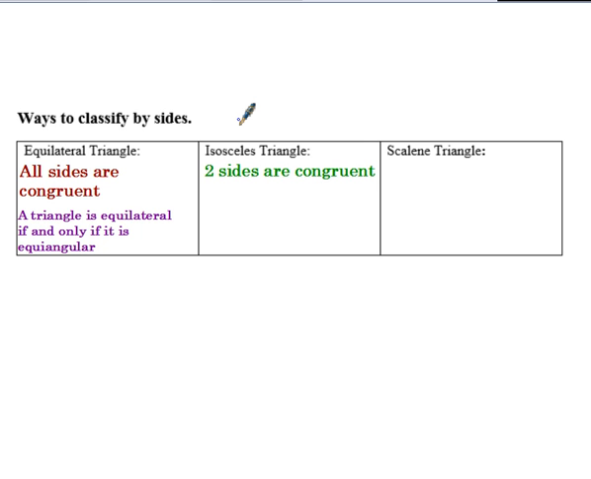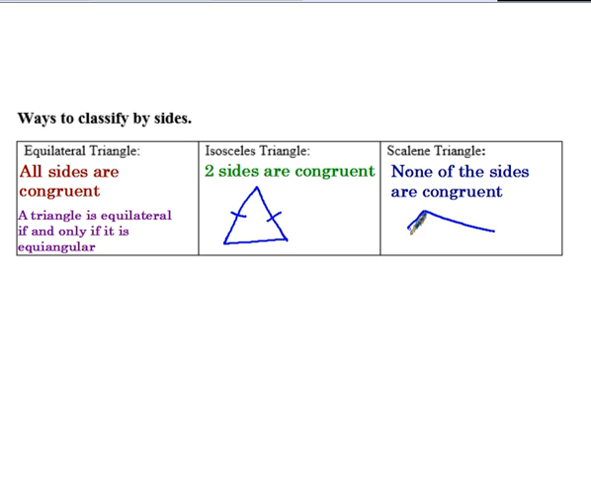Isosceles triangles are when two of the sides are congruent. And so that typically looks maybe something like this. And remember that these little marks here indicate sides are being congruent. So we're going to see a lot of these marks in this next unit. And then the last one is a scalene triangle. A scalene triangle is when none of the sides are congruent. So that may look something like that. So none of those sides are equal to each other.